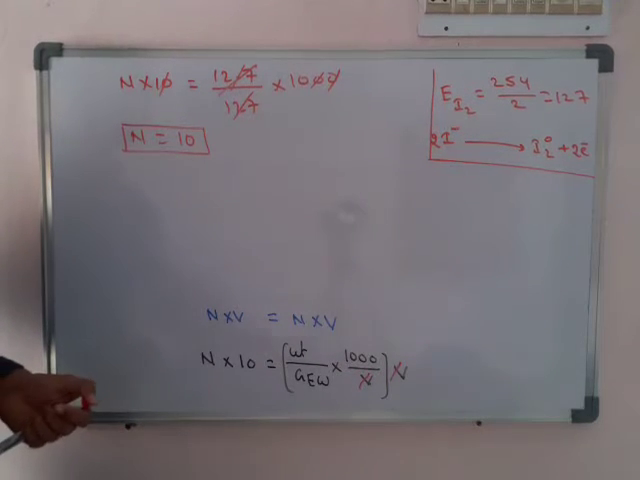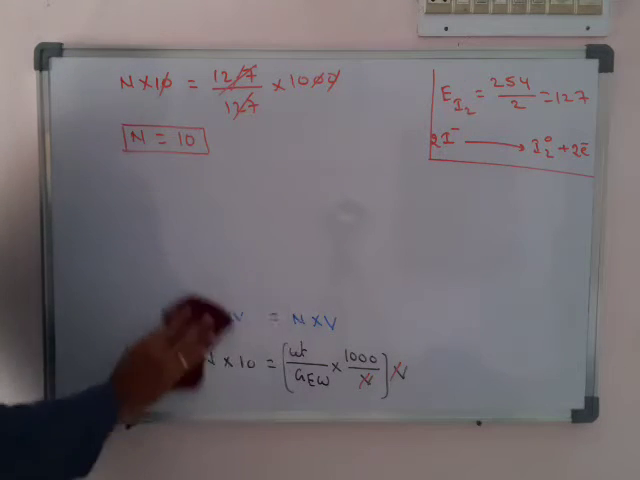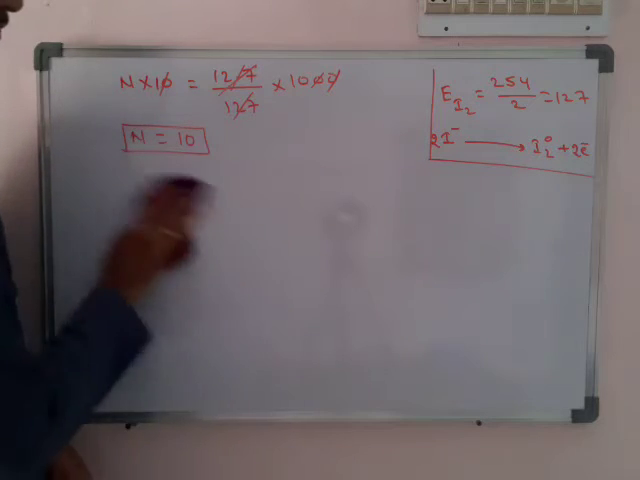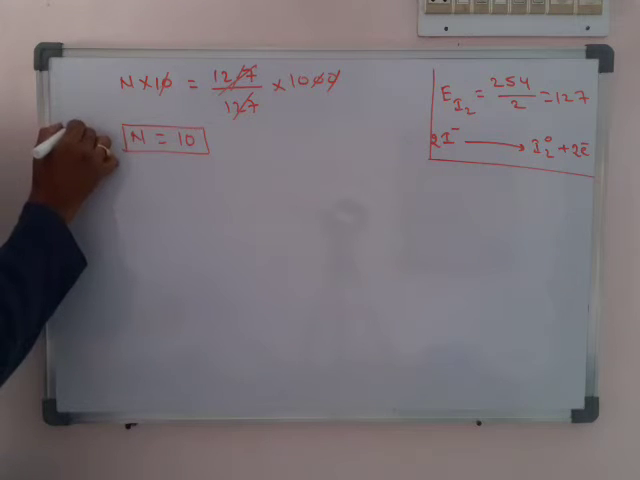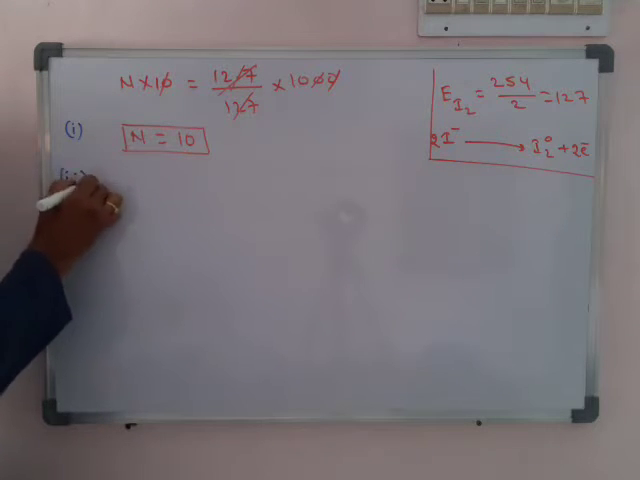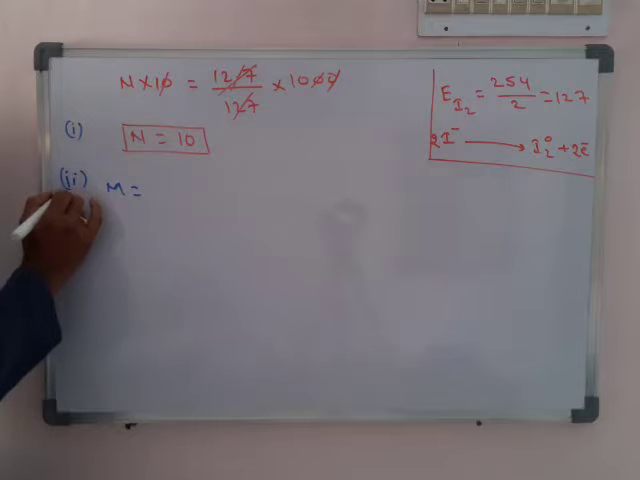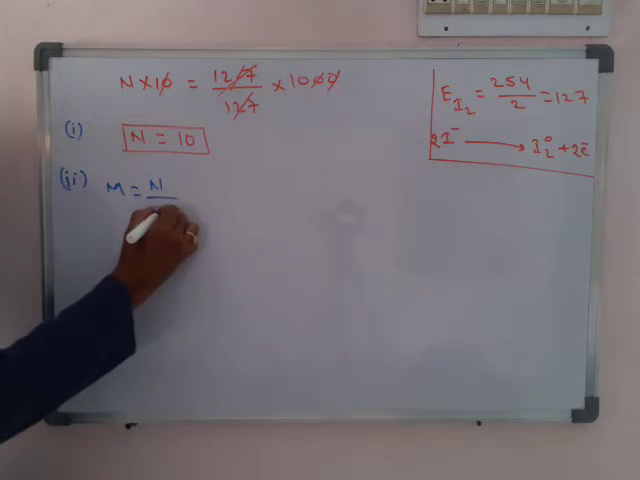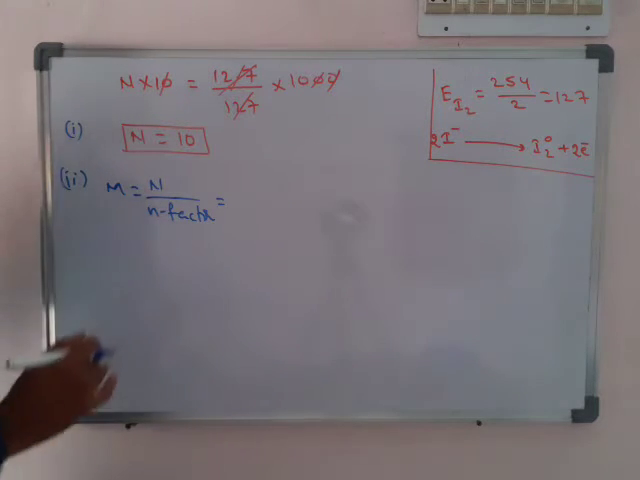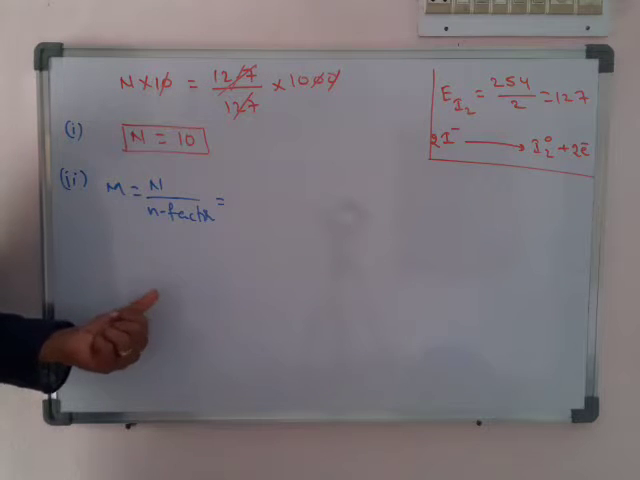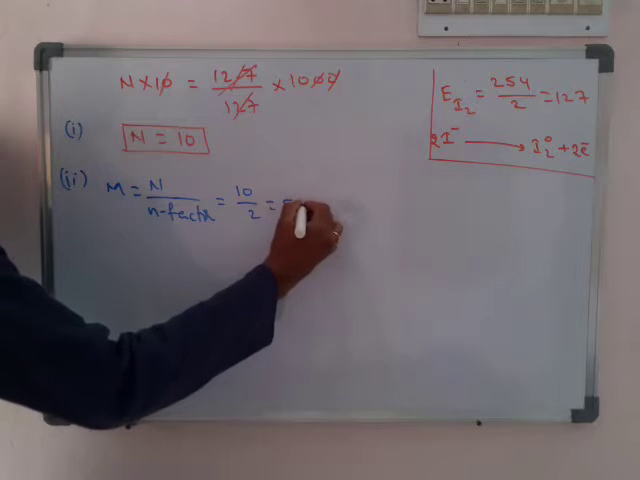Now we calculate the remaining ones one by one. If normality is 10, take it as the first answer. Then what about molarity? We know the relation, normality equals molarity into n factor. So molarity is equal to normality by n factor. We are calculating for hydrogen peroxide. What is its n factor? 2, because it can release 2 H plus ions. So molarity is 5.